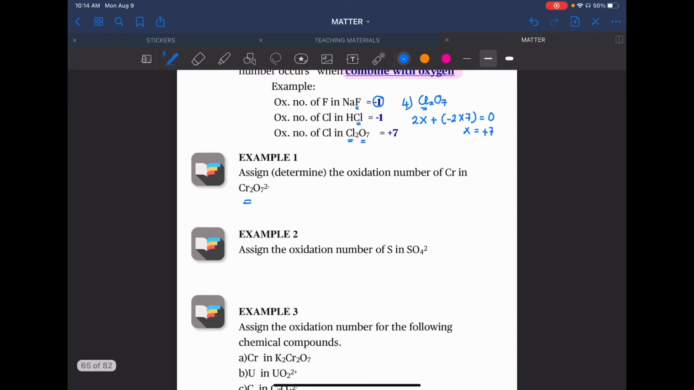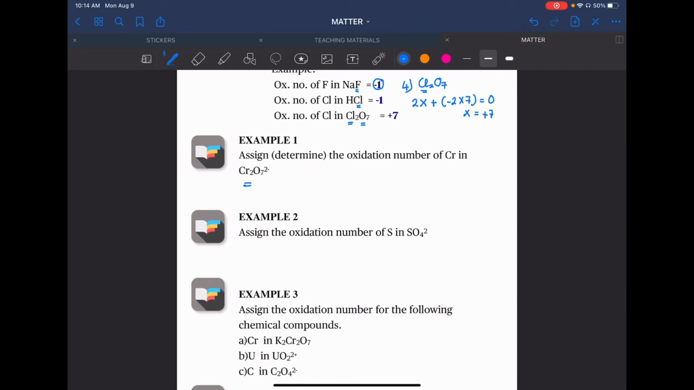Okay, baiklah. Proceed. Example 2. Assign the oxidation number for sulfur in SO4 2 minus. Okay, madam mula-mula tulis dulu SO4 2 minus. Okay, nak cari oxidation number for S kan? Highlight the S. So, that is your unknown X. Okay. So, since you have 4 oxygen, so times -2 with 4 equals to, okay, so since the charge of the species is -2, so equation is equals to -2. Now, solve X.